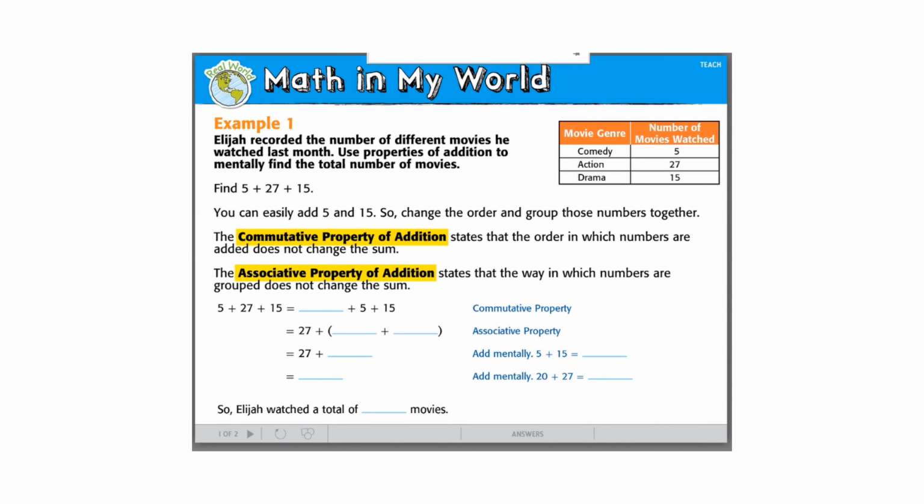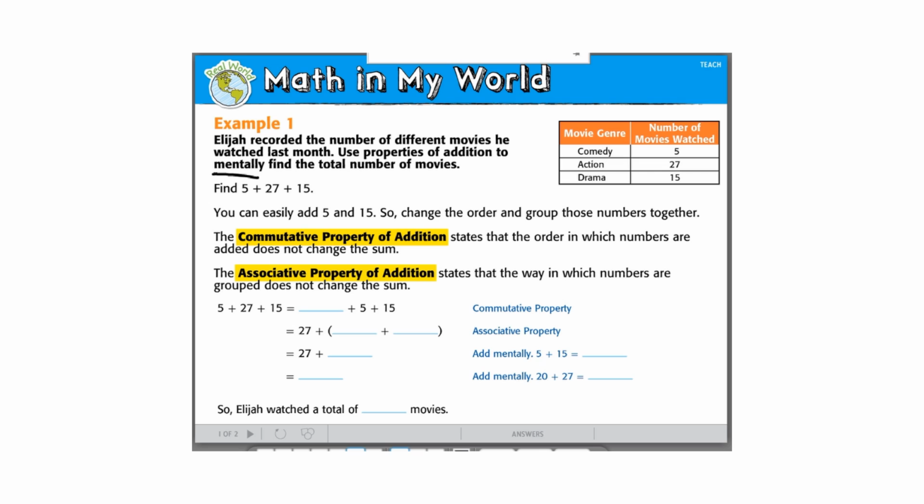Let's look at your example page. Example number 1. Let's look at the examples first before you start the assignment. Example number 1 says Elijah recorded the number of different movies that he watched last month. Use properties of addition to mentally find the total number of movies. As I told you when we were doing notes, we're talking about trying to do things mentally. So you're trying to order these numbers or move these numbers around in such a way that you could do the math in your head.